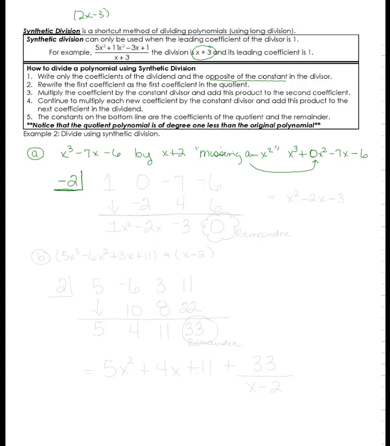Now, let's write the coefficients of each term in descending order. So our coefficient of x cubed is what? 1. Then 0 for x squared, which is 0. Then we have negative 7, negative 6. Okay? Then we're going to write a bar under here, a line.